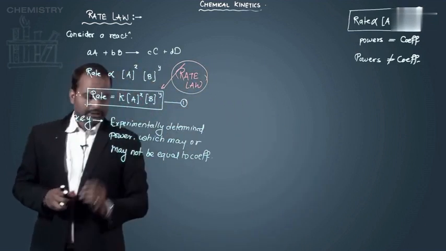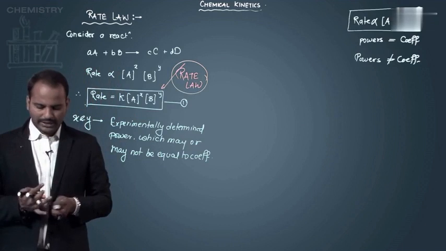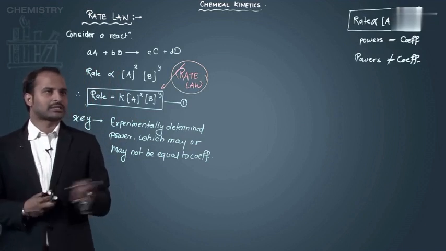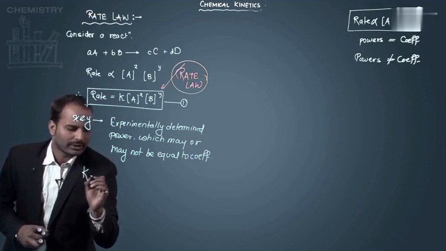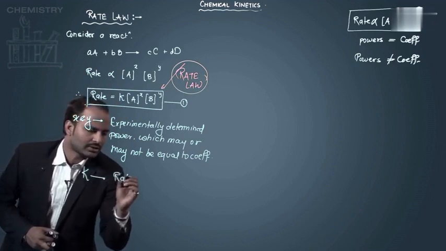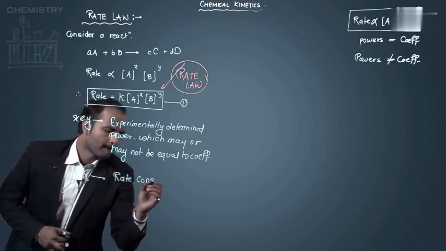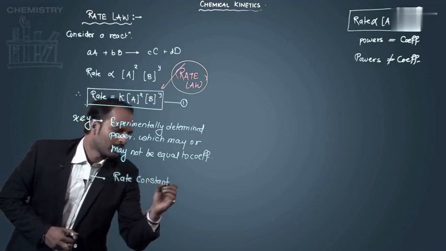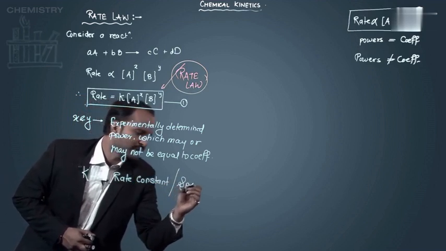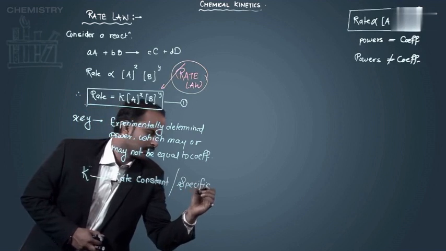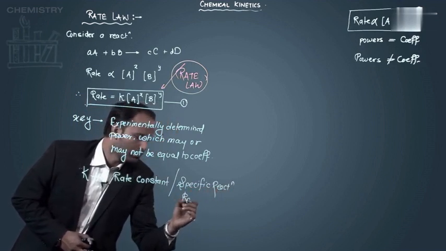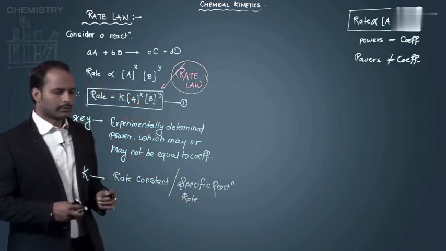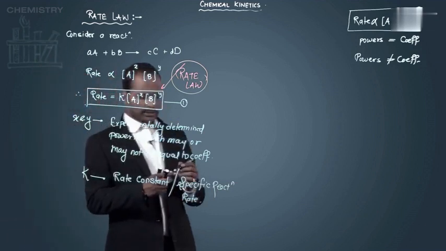Now what is K here? We have one more term, that is K. Since it is a proportionality constant and it's a constant while calculating the rate of reaction, this is called the rate constant. Sometimes it is also known as specific reaction rate. So this is about the K.